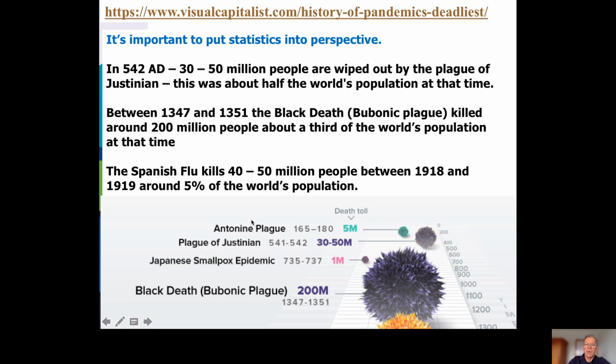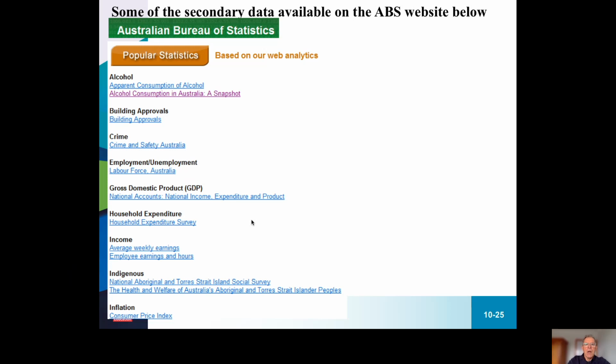And we get a sense of what the picture really looks like. So here's some of the secondary data available on the Australian Bureau of Statistics. So from things like alcohol consumption to the number of building approvals to crime rates to unemployment rates, our gross domestic product, household expenditure broken down, average weekly income. So all inflation, consumer price index, a wealth of data.